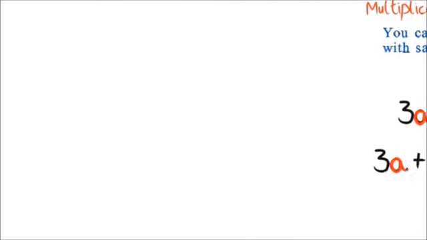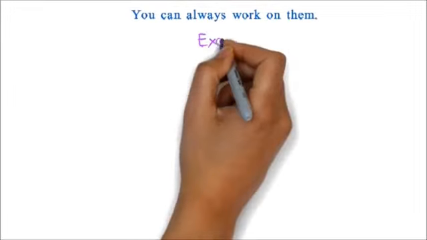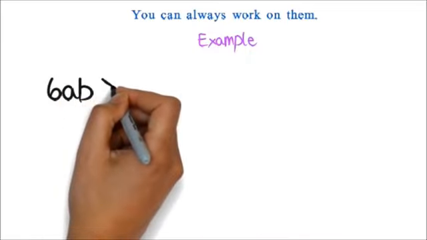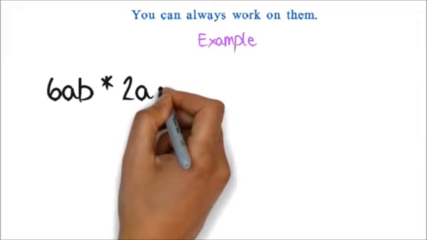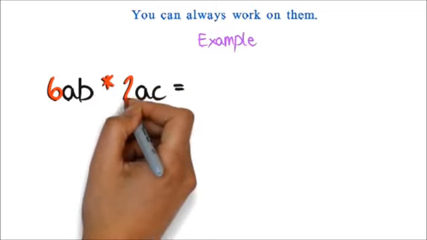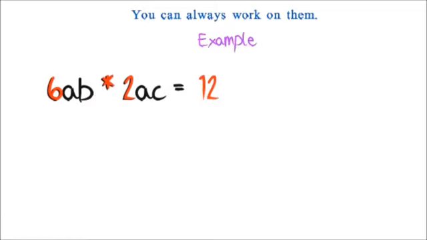For multiplication and division, it doesn't matter the letters. You can always work on them. Example: 6ab times 2ac. The first thing you'll do is multiply the numbers just like we did in basic math. Multiply the 6 and the 2 to get 12.